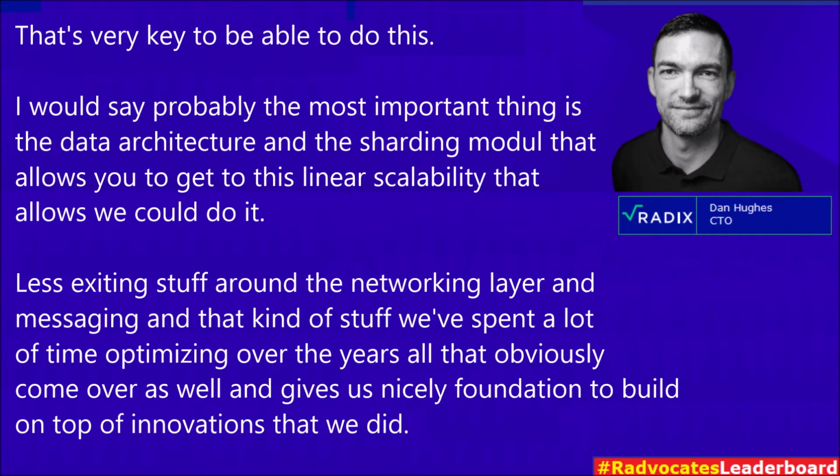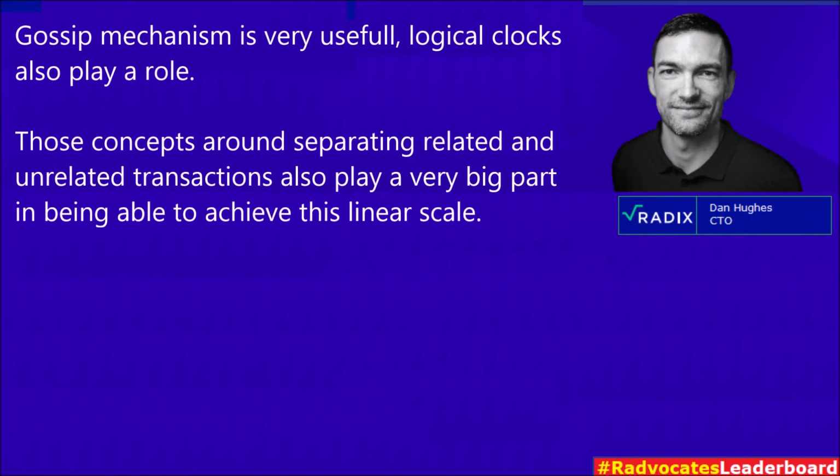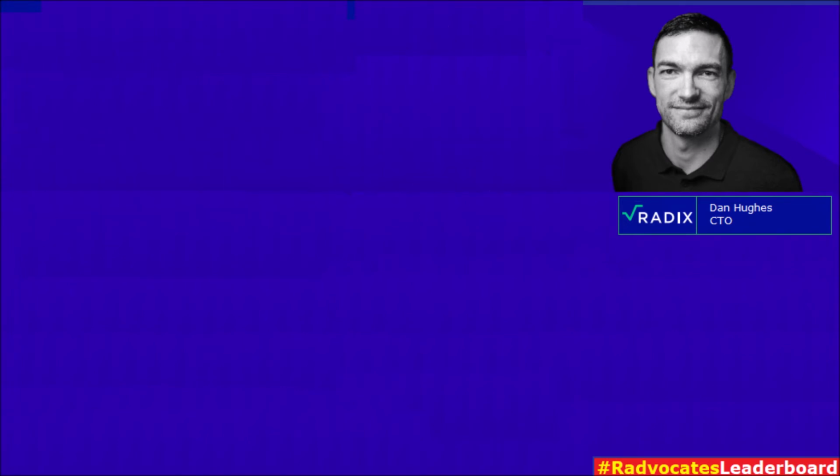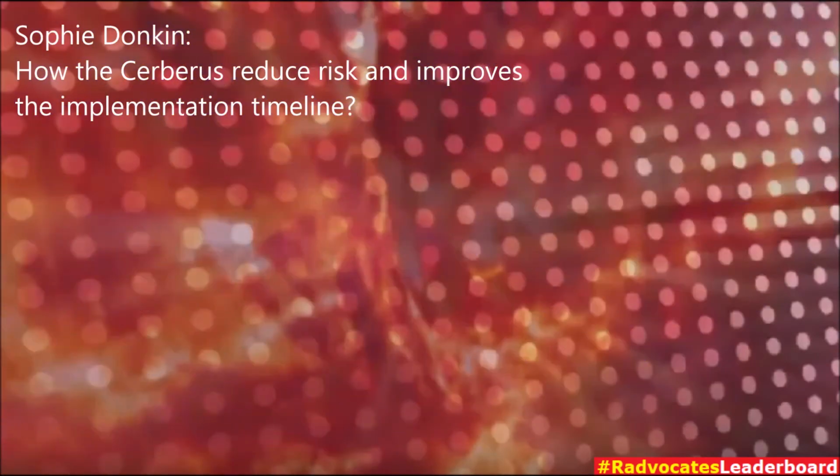Less exciting stuff around the networking layer and messaging that we spent a lot of time optimizing over the years has obviously come over as well and gives a nice solid foundation for us to build on top of. Innovations that we did in the gossip mechanism are very useful. Logical clocks also play a role. Just tons and tons of the Tempo stuff comes over. Those concepts around separating related and unrelated transactions also play a very big part in being able to achieve this linear scale. How does Cerberus reduce risk and improve implementation timeline?